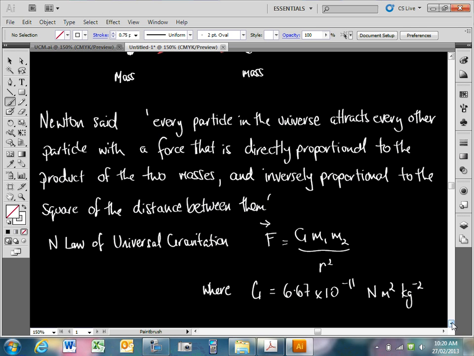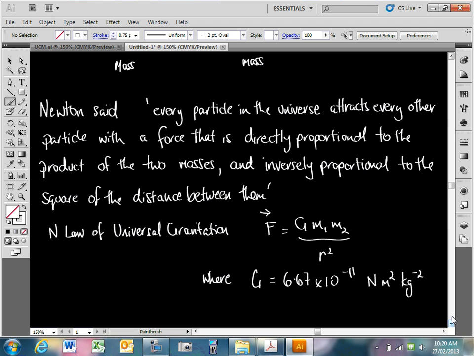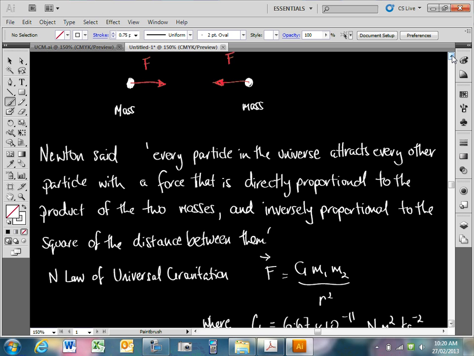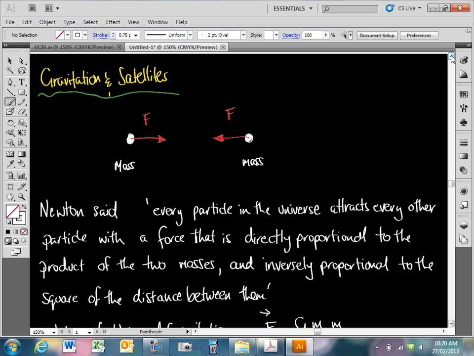You'll notice something about that number. What is something interesting about that number, do you think? It's very small. Gravitation is a very small force with respect to the other three main forces that we know.